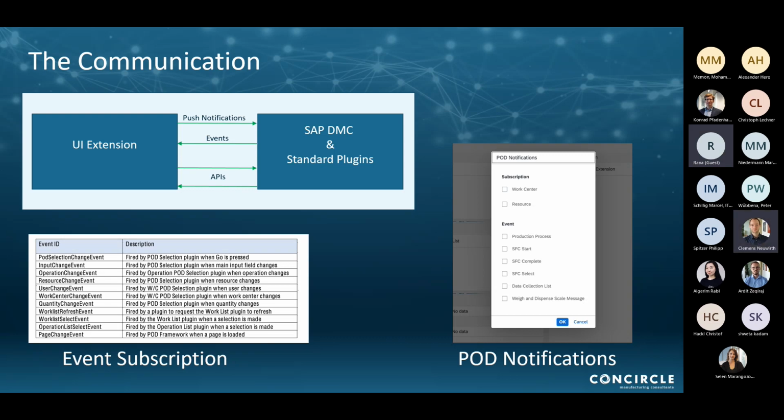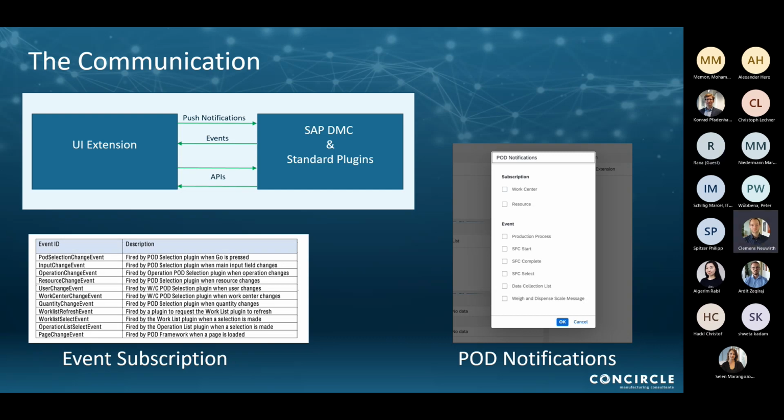So let's say we want to start an SFC from our UI extension, and we want our pod to be informed about this. We want our list to be refreshed or to push notifications. And we do this by the push notifications feature. This push notifications feature is configured on the pod designer by enabling, in this case, the start SFC. But the same we want to have also in the other direction, from the standard plugins, from the SAP DMC to our UI extensions.